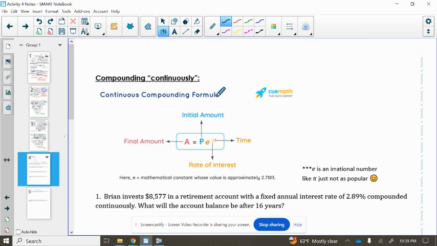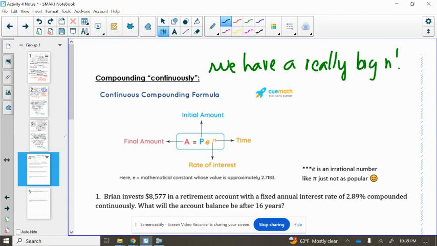Today we're going to talk about compounding continuously. So what happens when we have a really big n, right? We have a really big number of compoundings. Well, what's happening is it ends up compounding continuously.